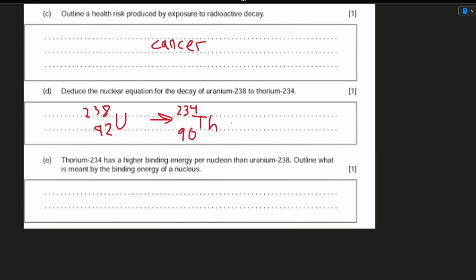And obviously, the nuclear equation for the decay of uranium-238 to thorium-234 has to involve an alpha particle. So we have helium. And in order to make the numbers at the top and the numbers at the bottom match, we can see 92 minus 90 is 2, because there are 2 protons missing. And same with the top. We have 4 that's missing, so we'll have 4 up here. These are nucleons and protons.